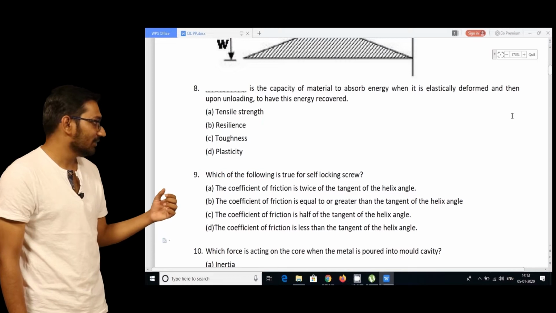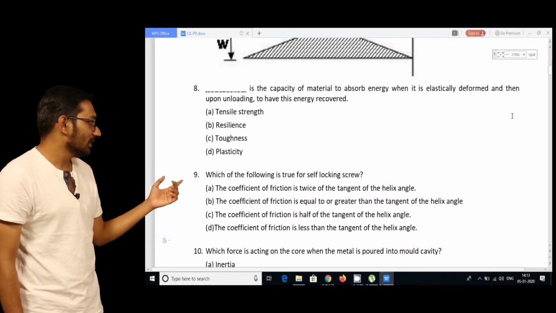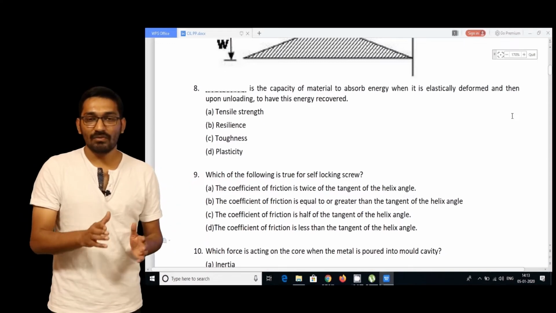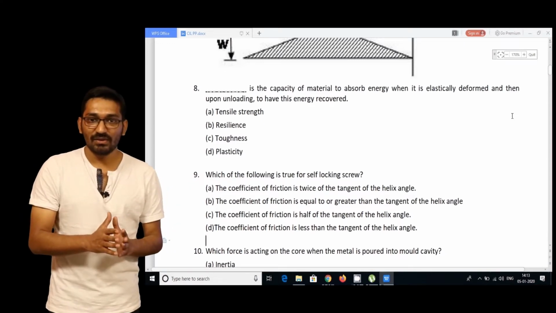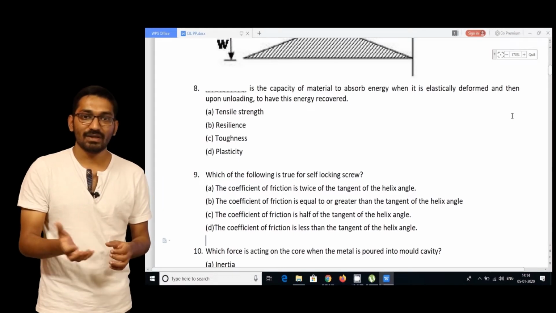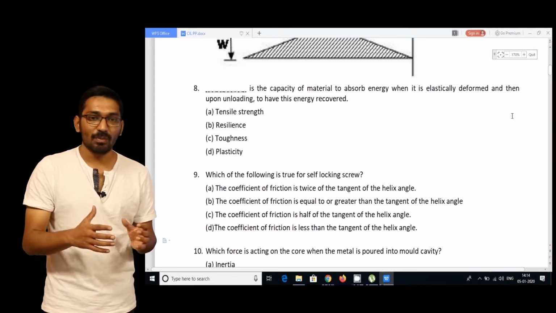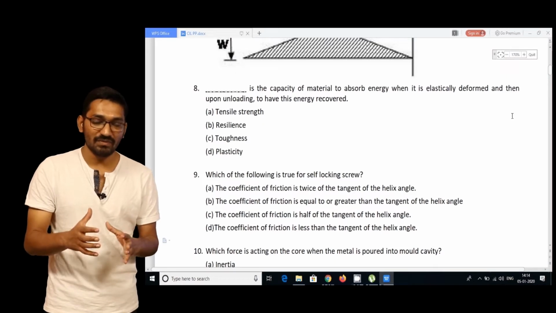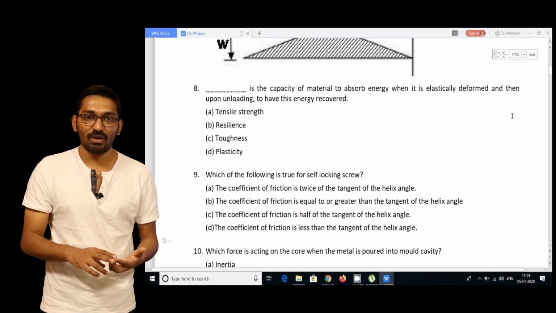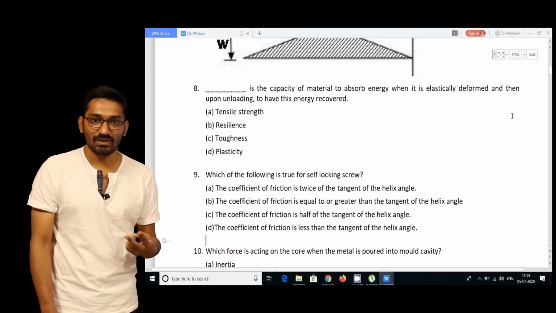Next question is that dash is the capacity of the material to absorb energy when it is elastically deformed, and then upon unloading to have this energy recovered. Right, we already know the concept of strain energy. Strain energy is the energy absorption capacity of a body when it is under some external load. If you apply some load on it, then the energy stored in that body is known as strain energy. And strain energy is of two types, one is resilience, one is toughness.